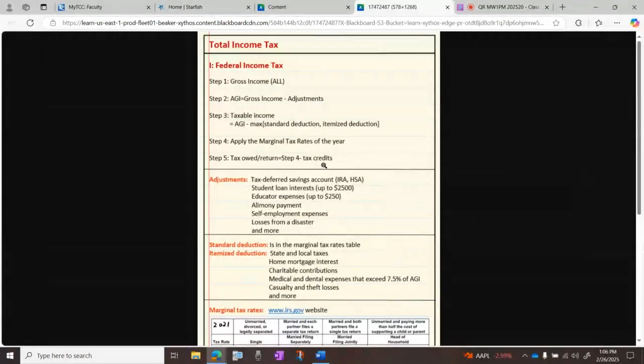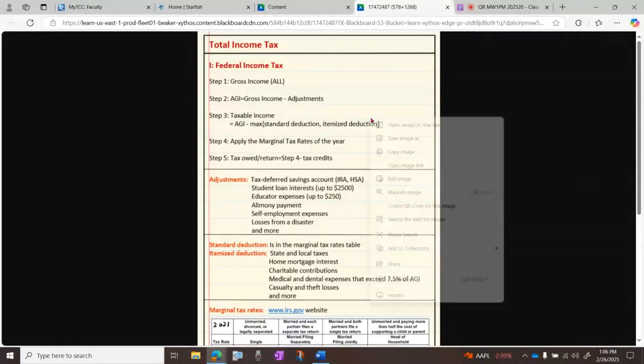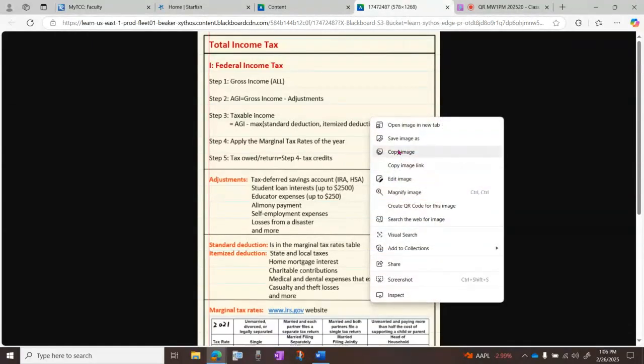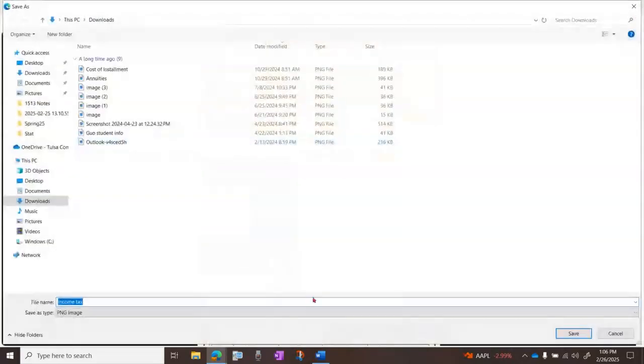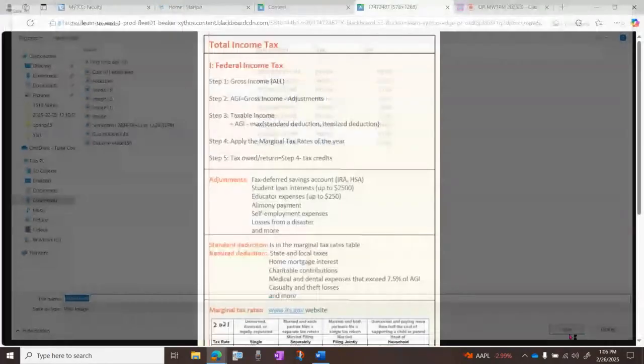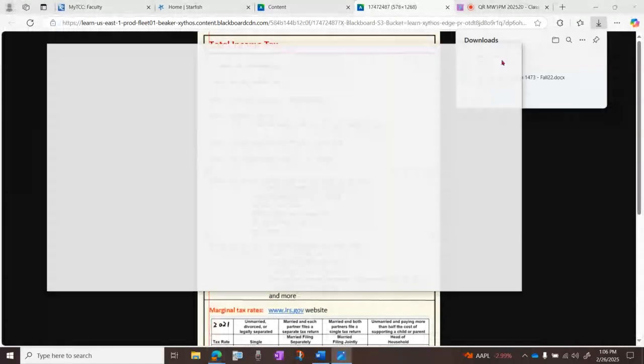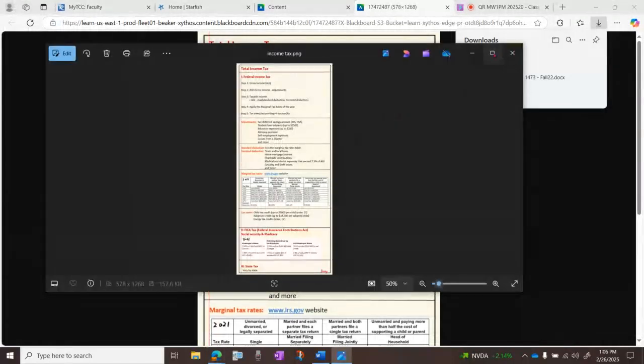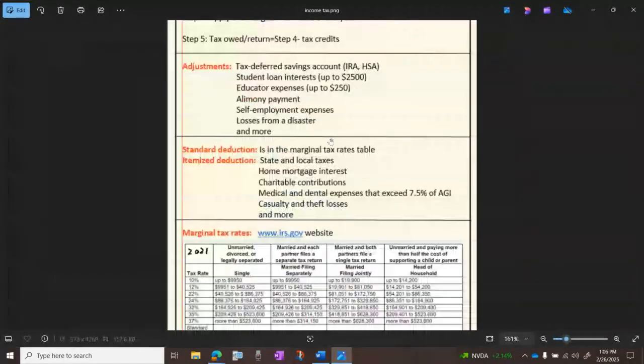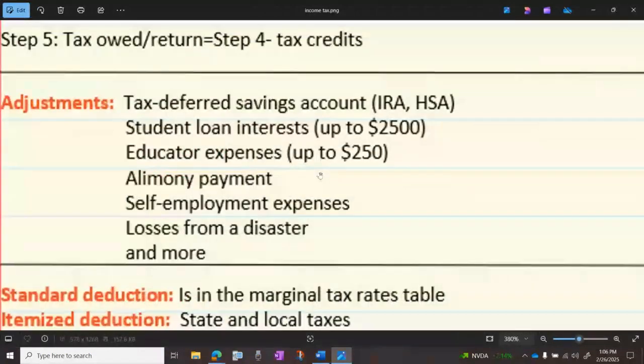Look at my note here. I wish this is a touch screen. Let me see if I can save image as this one. Maybe this lets me, okay, this is better. Okay, very good.